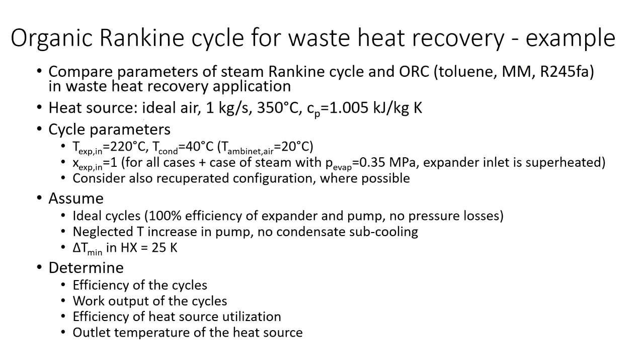We have given the heat source, which will be air, with the mass flow rate 1 kg per second and temperature being 350 degrees C. The specific heat capacity of this air will be constant for simplicity, and it will be 1.005 kilojoules per kilogram Kelvin. Now, what will be the parameters of the cycle?